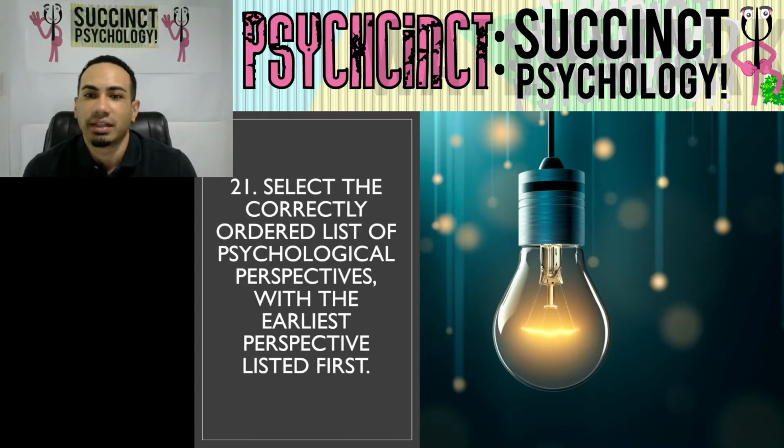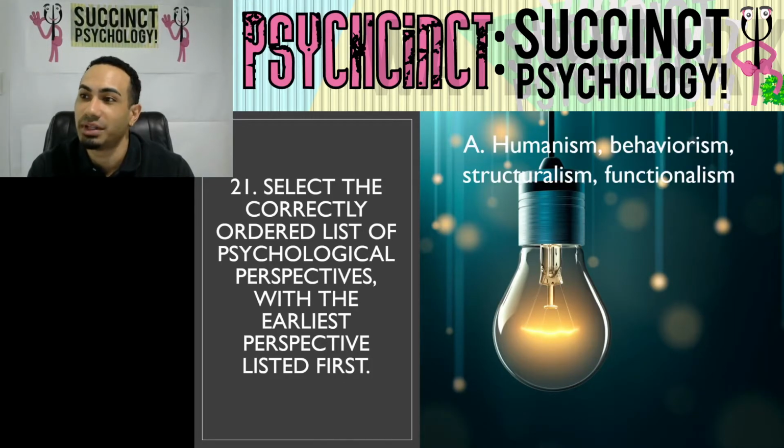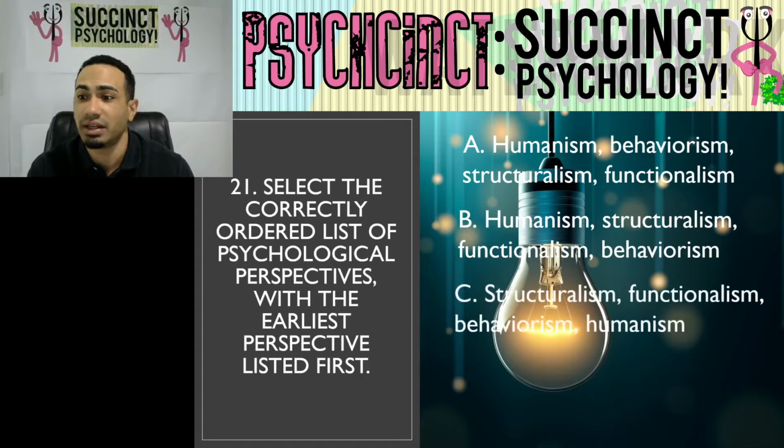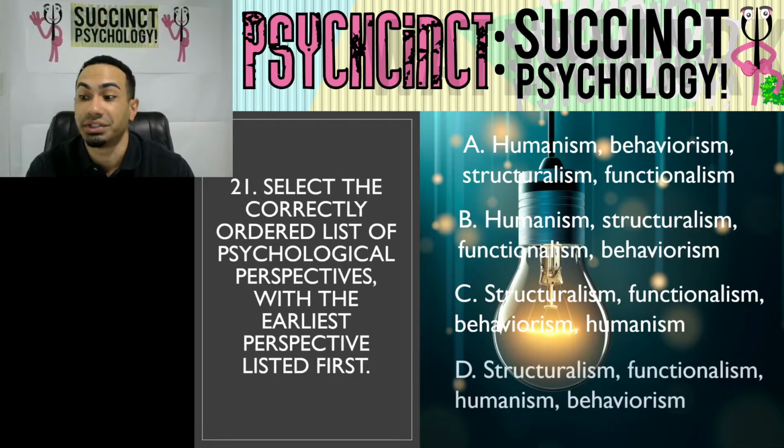Alright. Select the correctly ordered list of psychological perspectives with the earliest perspective listed first. We have option A, humanism, behaviorism, structuralism, functionalism. B, humanism, structuralism, functionalism, behaviorism. C, structuralism, functionalism, behaviorism, humanism. Or D, structuralism, functionalism, humanism, behaviorism.